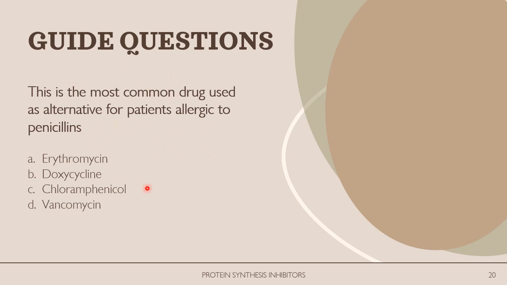By the way, I think I forgot to mention, all of your protein synthesis inhibitors are bacteriostatic except for aminoglycosides and your streptogramins. Okay? Sige. Your tetracyclines, if you can still recall, prevent the binding of your aminoacyl tRNA to your A site at the 30S ribosomal subunit, while your aminoglycoside naman blocks the formation of the initiation complex at the 30S ribosomal subunit.